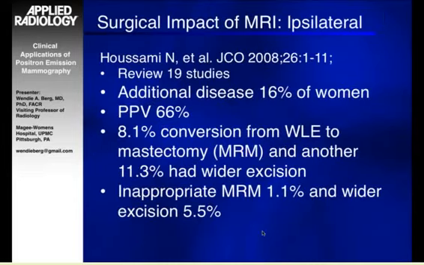There was a nice review of this issue that Neema Husami and colleagues put together in 2008, looking at 19 studies of MRI in the evaluation of ipsilateral disease extent, showing that additional cancer was found in 16% of women, that of the additional biopsies prompted by MRI, 66% were malignant, and that overall there was an 8% conversion rate from wide local excision to mastectomy, and another 11% of patients had a wider local excision than was originally planned, and that was all good.